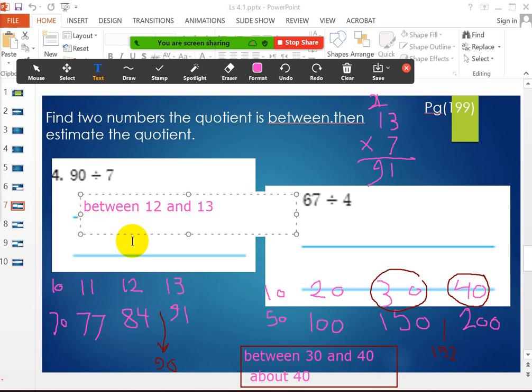It's close to which number? Look, 90 is close to 91. That means the quotient, or if you want to write the quotient, will be about what? 13. Okay? So the quotient will be about 13. Okay? So we will choose from the counting numbers.